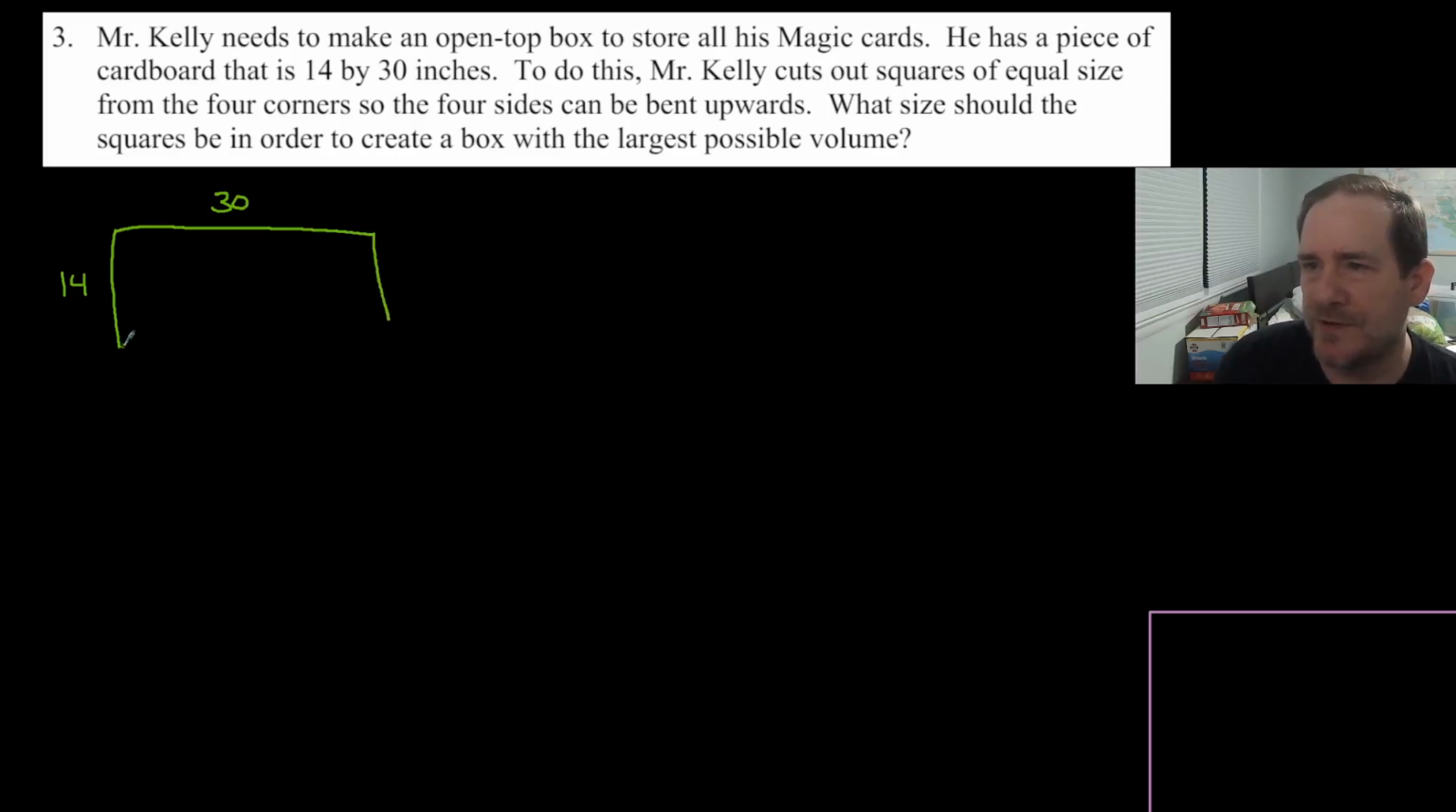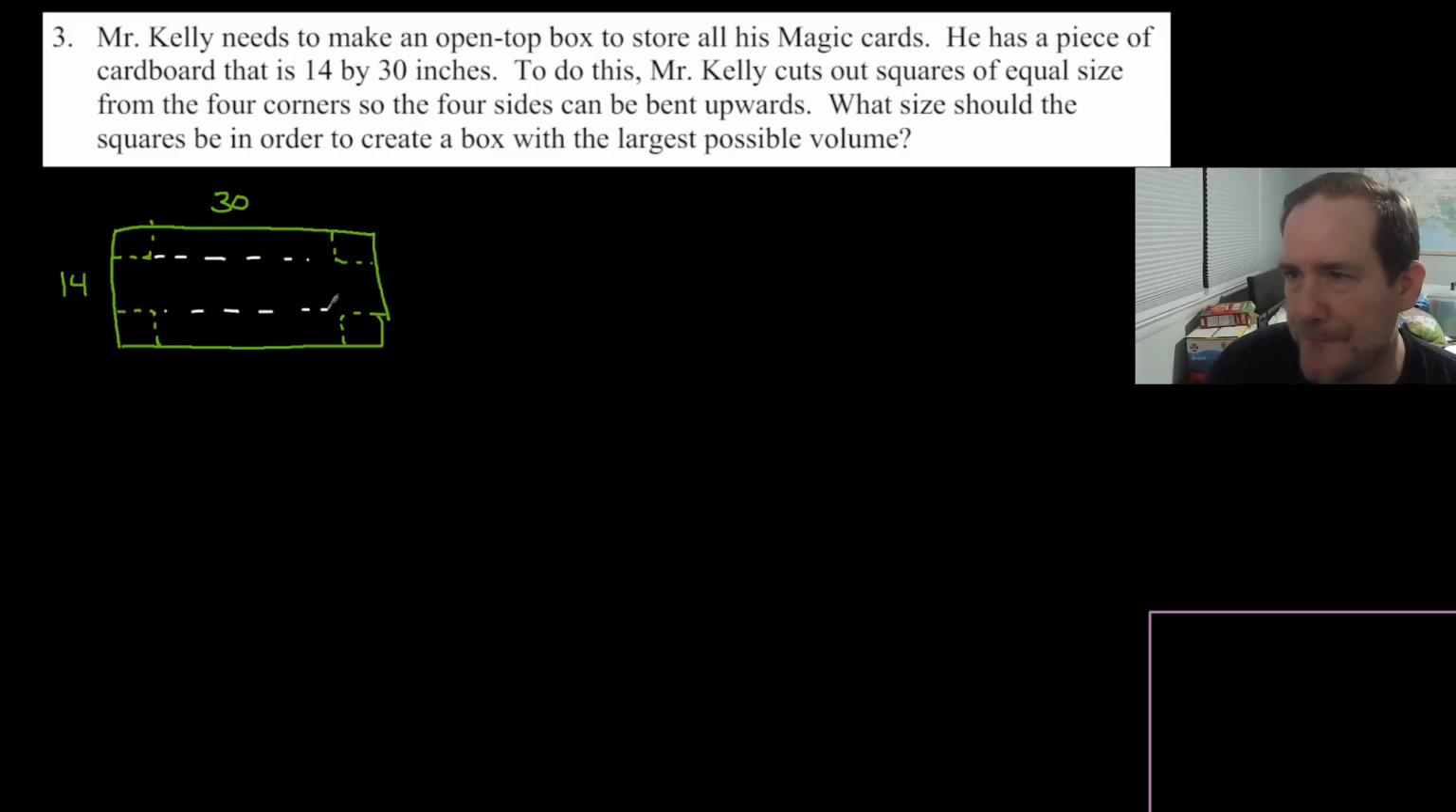So it's a pretty long piece of paper. And what their plan is to cut out a square from this corner, cut out the same size square from that corner, cut out this one, cut out this one. And then what they're going to do is fold along these lines. Fold, fold, fold, fold, fold, fold, fold, and fold. And what that should do is it should make them a shallow little box.